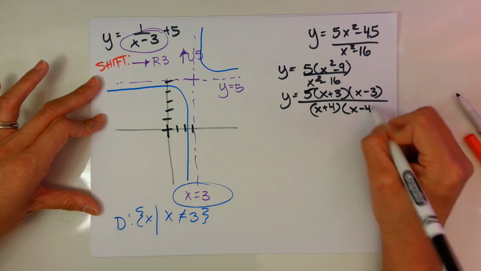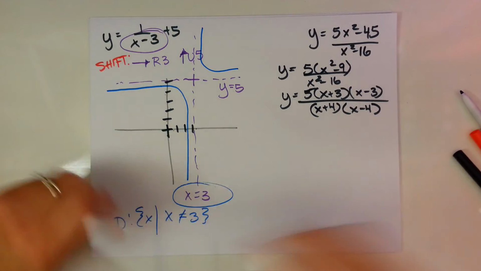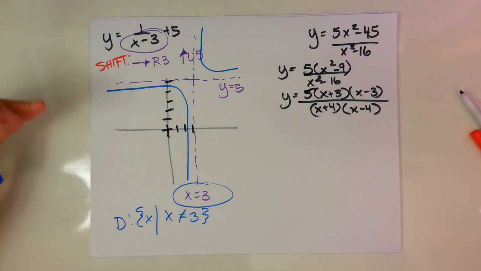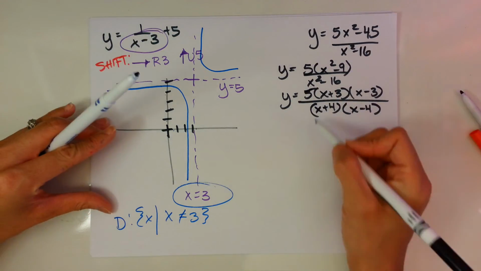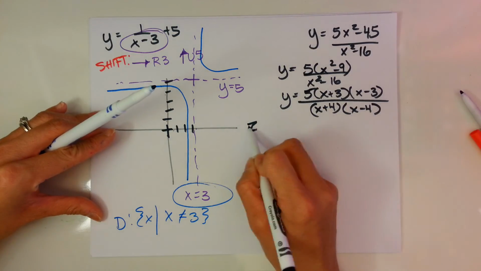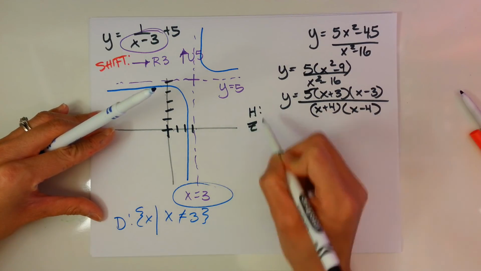I have this, and now I can start my procedure. I'm always going to ask you for a long laundry list of stuff for problems like this. It's going to be the zeros. Oh, I'm going to ask you if there are any holes.